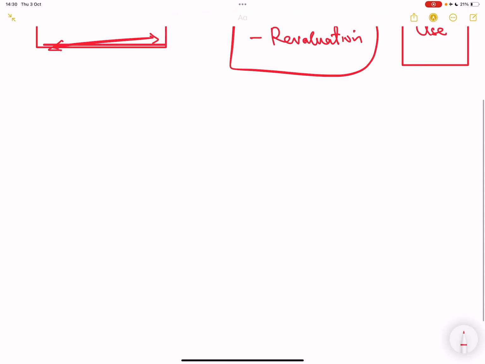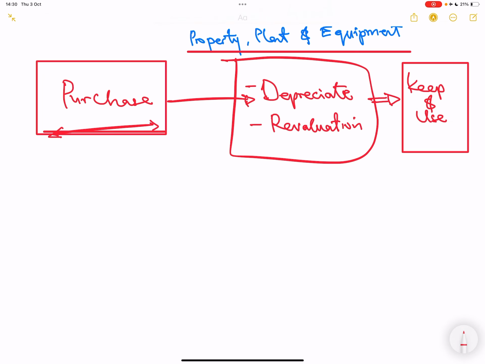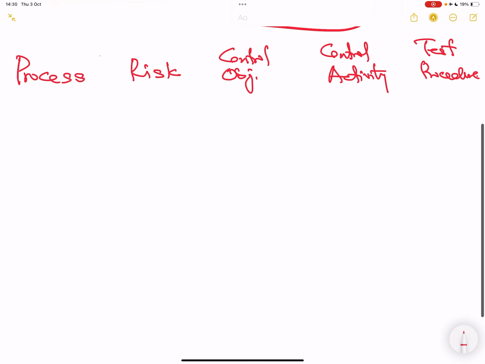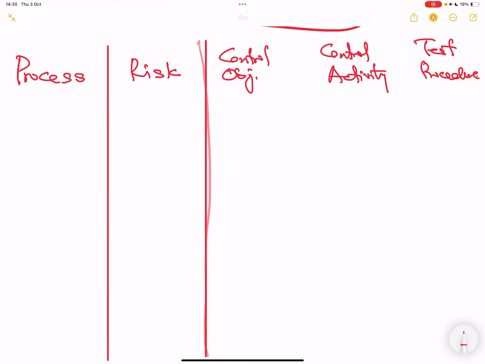Now, we can go back to our standard table, which is what we've been using, which is know the process, know what can go wrong, which is the risk, then what will be our control objective, then which control will help us achieve the objective, then how will auditors test the control. So this is what we've been using, and I'm sure by now you must be super used to it, because with this you are fully covered.